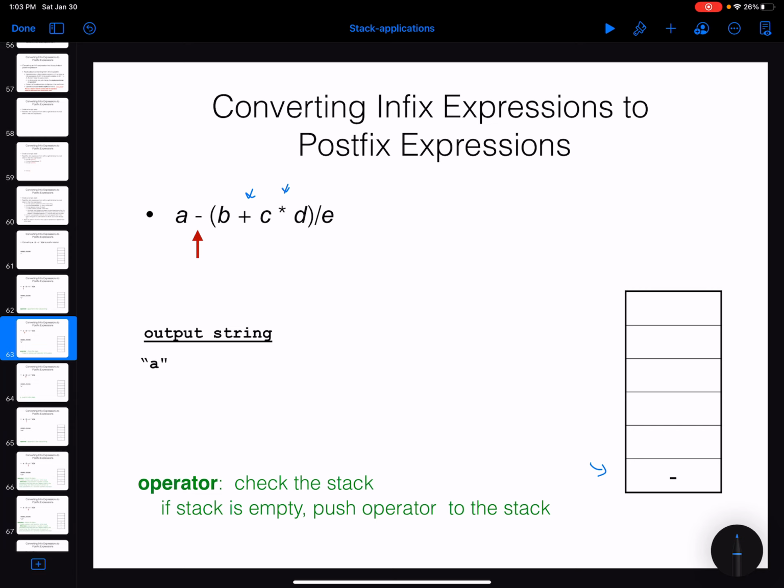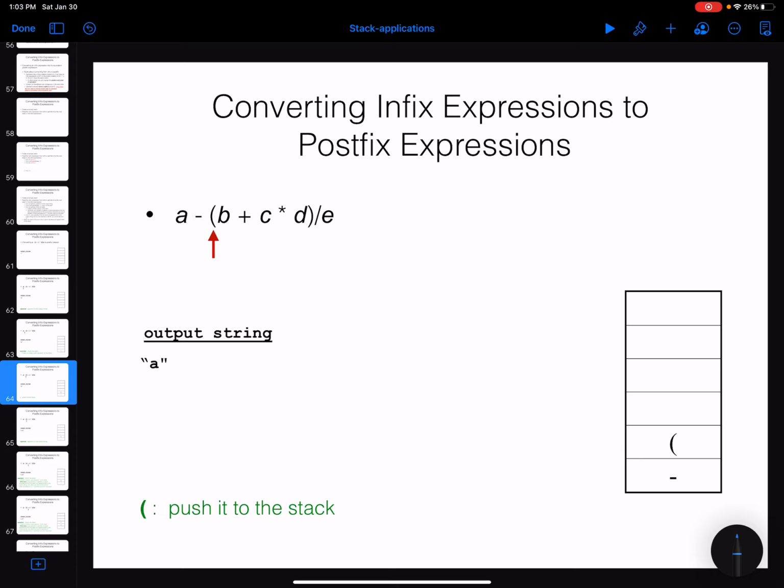The next token that we see is going to be an opening parenthesis. Okay, an opening parenthesis just tells me that I am creating a new space. Whatever is inside this part should be converted to postfix, and it should be consecutive, so all of it should come together. So I will put it in the stack as an indicator to tell me that whenever I see its matching closing parenthesis, I will end this environment. So whenever you see an opening parenthesis, push it to the stack.